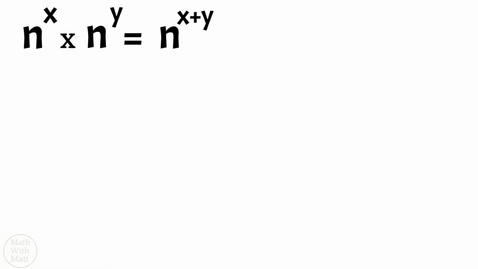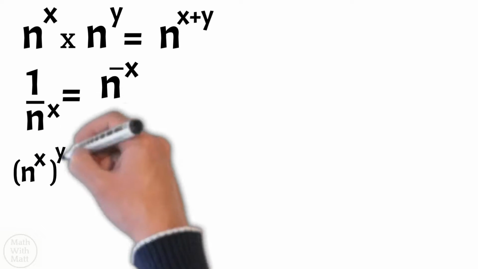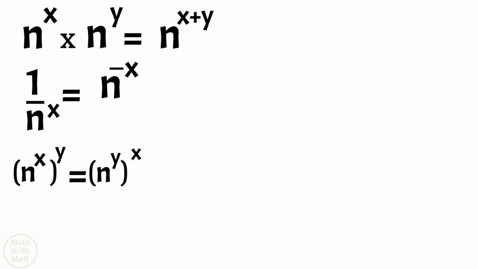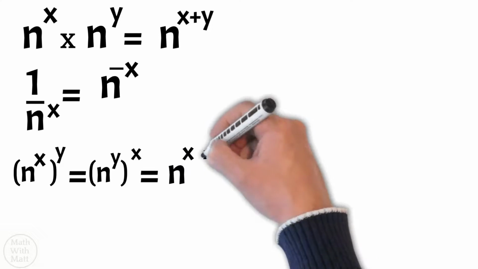The common indices we've seen are expressed using any number, like n to the power x, and then we multiply it to n to power y, which equals n to power x plus y. 1 upon n to the power x is n to power negative x. And what if there is a power to the power such as n to power x to power y or n to power y to power x? In both cases, we get n to power x multiplied by y.